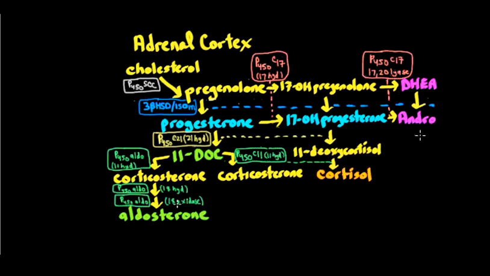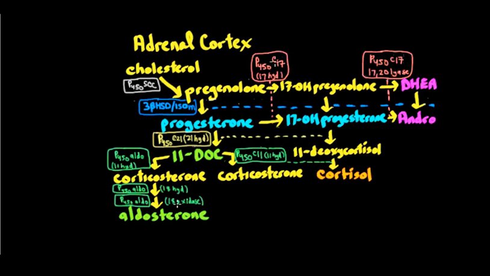Now if you want to make androgens, then what's going to happen is you're going to flow all the way to the right. You're going to still have your side chain cleavage. You're still going to have the 3-beta-HSD isomerase. And then you're going to have the 17-hydroxylase in addition to the 17-20 lyase.